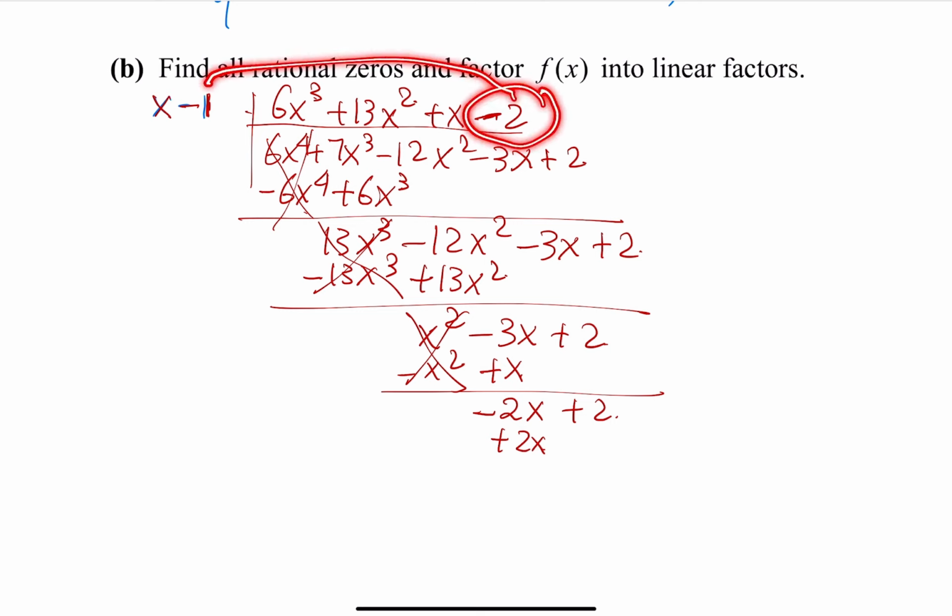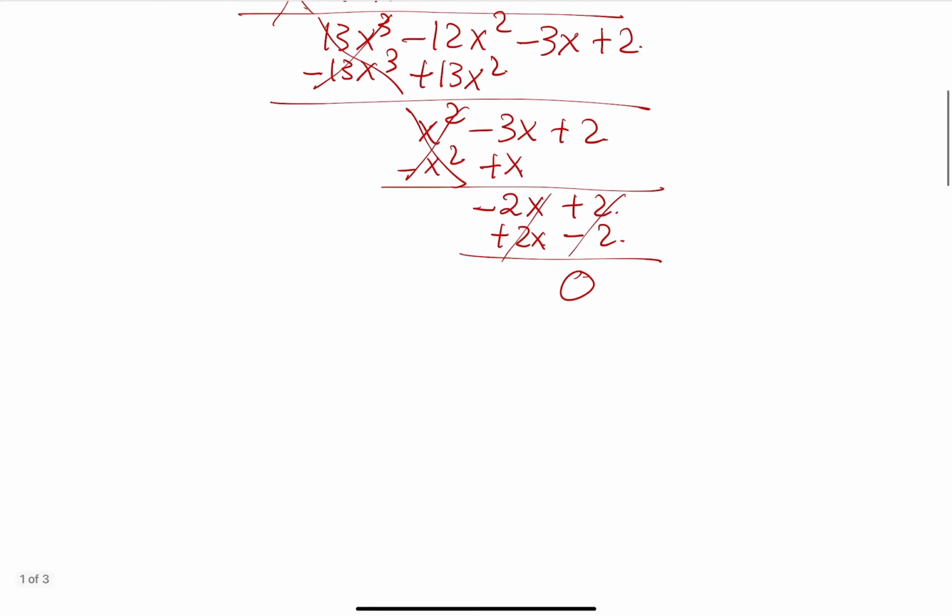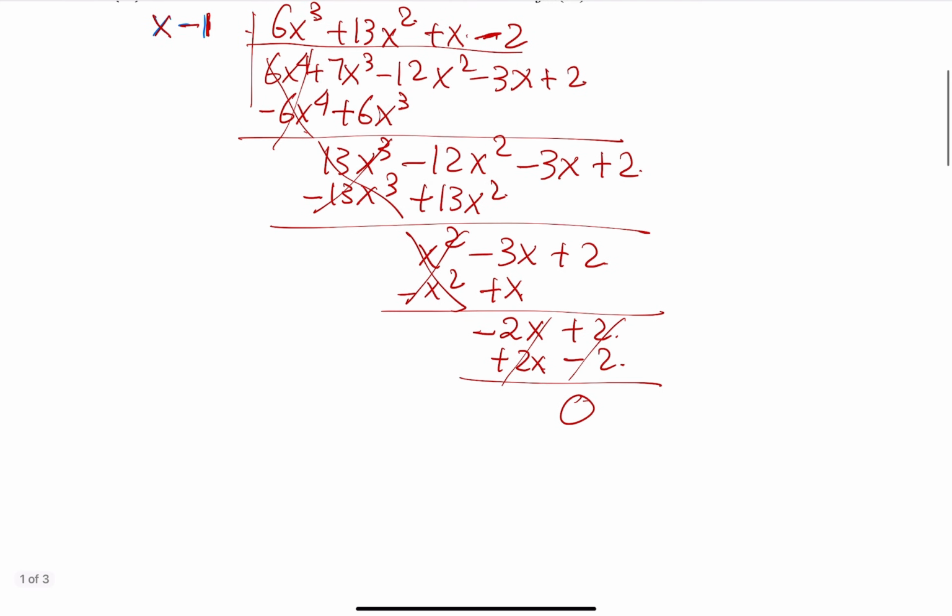Negative 2 times negative 1 is 2. Take the opposite sign, which is negative 2. Okay? You have negative 2 here. If you add them up, this cancels out, and you have 0. Now the remainder here is 0. As long as the remainder is 0, it means x minus 1 is a factor of the function f.